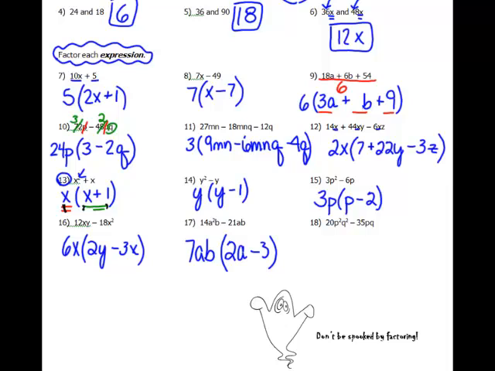And the last one, 18, they have a numerical common factor of 5. They both have a p, they both have a q, and when I take that out, I'm left with 4pq minus 7. Don't be spooked by factoring.